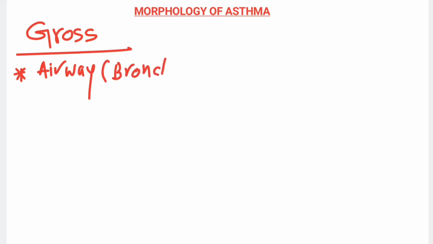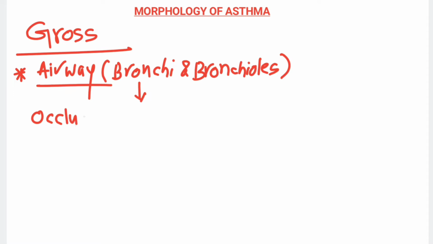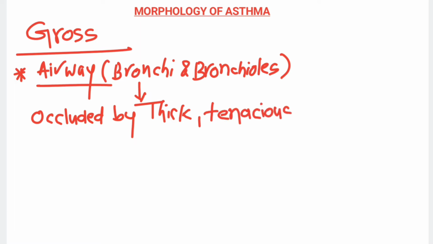Now in this part 3, let's see the morphology of asthma. So first of all, gross morphology. By the naked eye, the airway, particularly bronchi and bronchioles, will be occluded by thick viscous mucus. So mucus-induced obstruction is present.